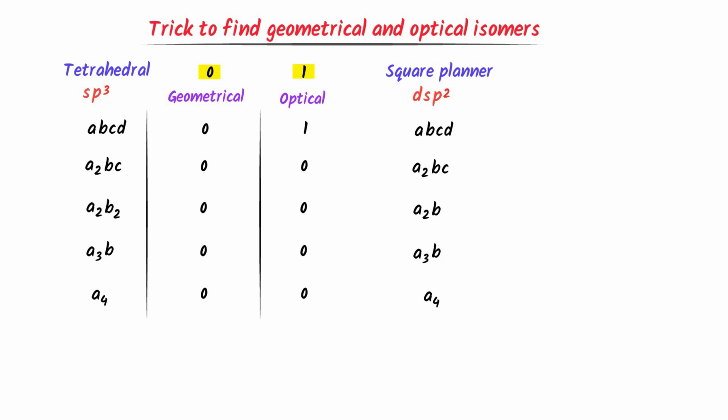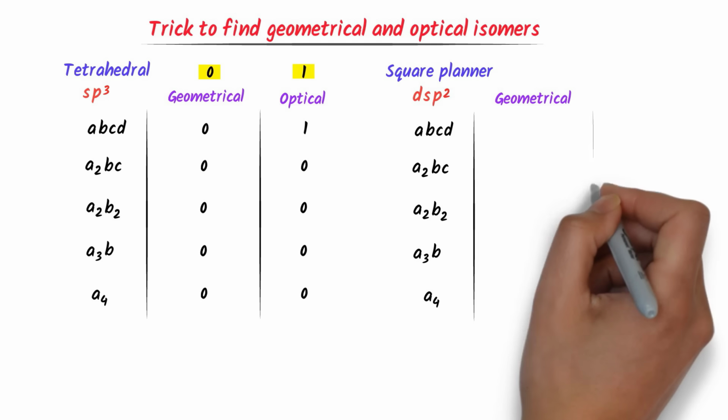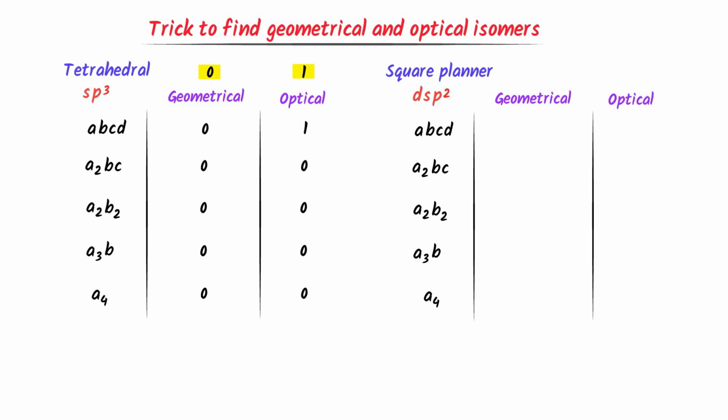Now I number the ligands to fulfill the coordination number. The first 2 are correct. In the third case, I write here 2. The fourth and the fifth are correct. Thus these are the ligands of square planar geometry. Now we will find the geometrical and optical isomers of square planar geometry. To find it, I always teach this cheat code. I write 322-0.